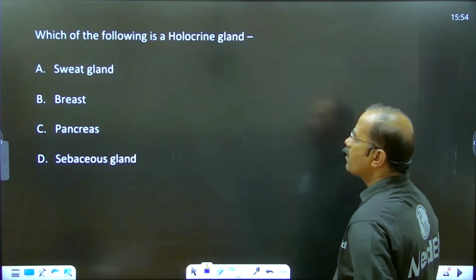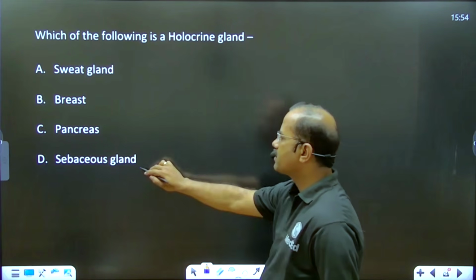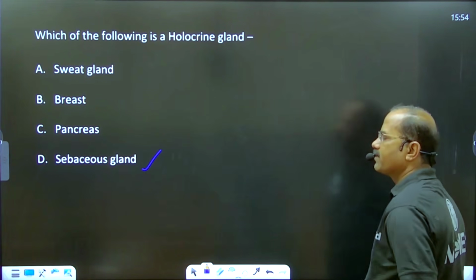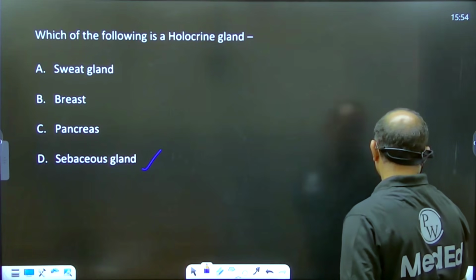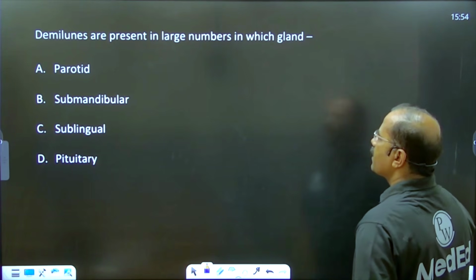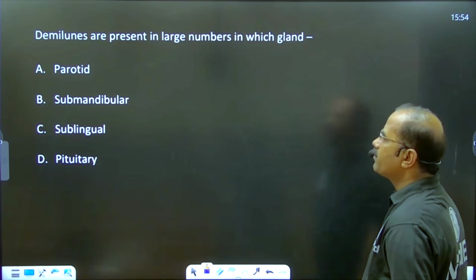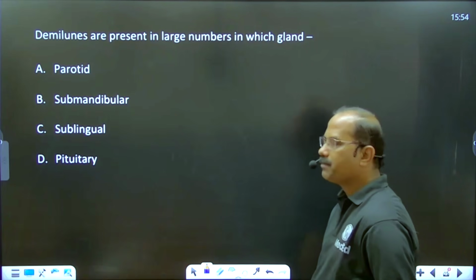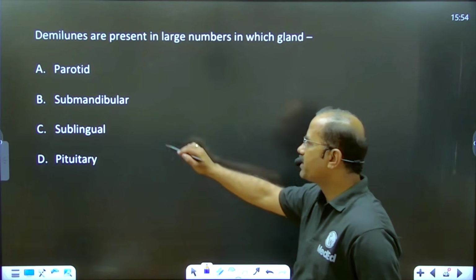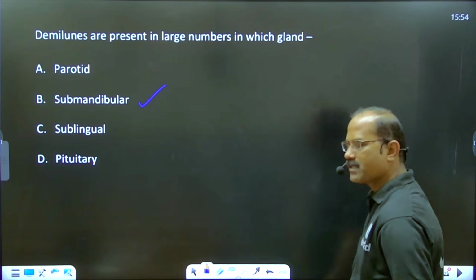So which of the following is a holocrine gland? Example is sebaceous gland. Demilunes are present in large number in which gland? So demilunes are present in a mixed salivary gland. Example of mixed salivary gland is submandibular gland.